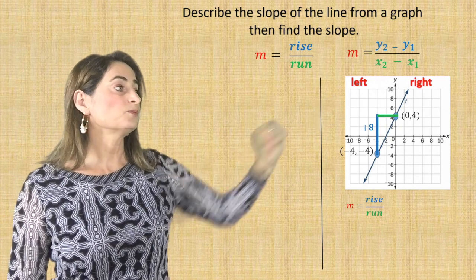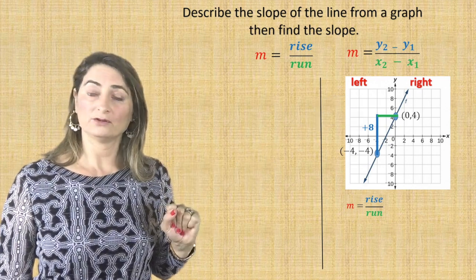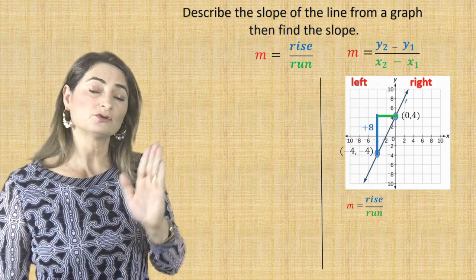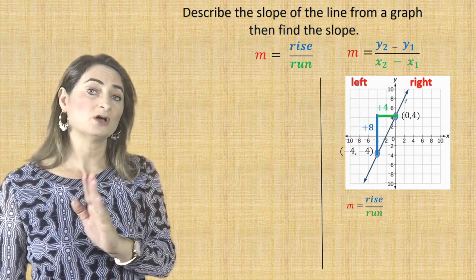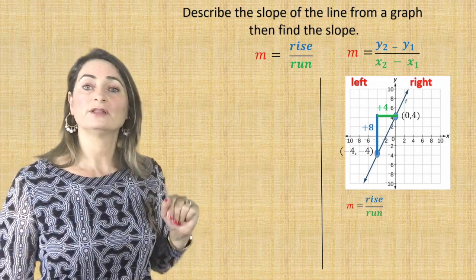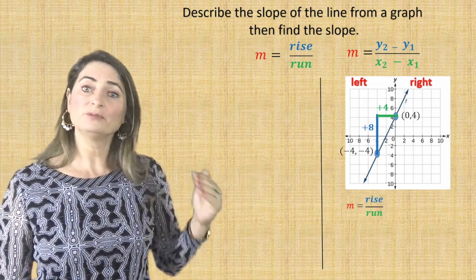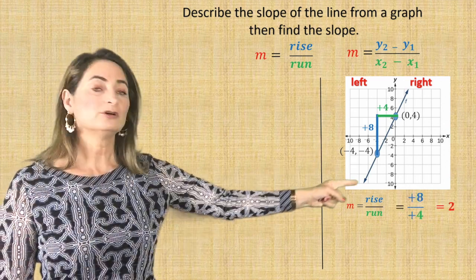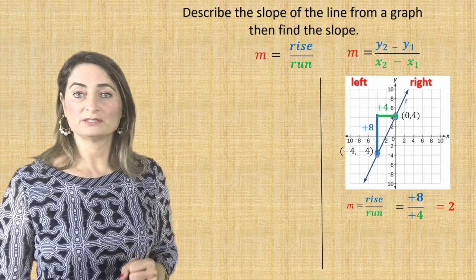Now run from this point to the other one, which is counting the x-axis also by 2, so if you want to count spaces, that's 2 spaces, or count from -4 to 0, that would be +4 because you're going to the right. So the slope is +8 divided by 4, which equals 2 when you simplify that.